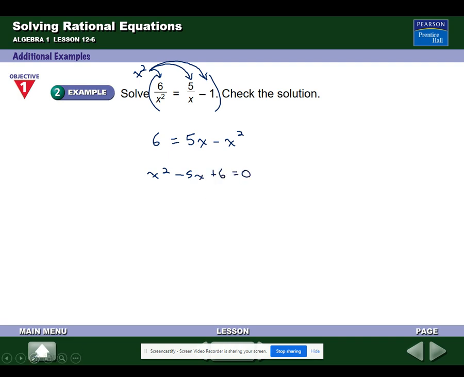I'm not sure I was clear on that. I added x squared to both sides, so this would be gone. I subtracted 5x from both sides, so this would be gone. That's why we have 0 here. And now I have x squared minus 5x plus 6. This is standard form. And yes, it is going to be factorable.